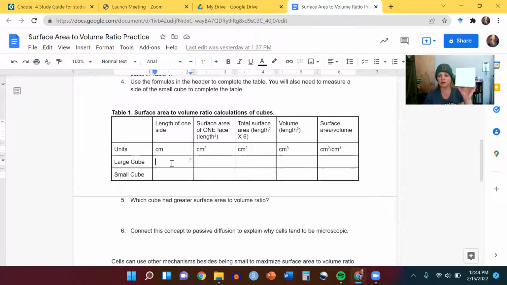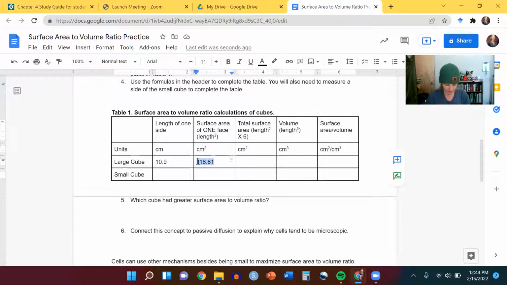So the large cube is 10.9 centimeters along one side. If I get on my math machine and say 10.9 times 10.9, that gives me the surface area of one of these faces. I'm going to record that here so that I don't forget: 118.81. Now, in order to get the total surface area of the entire cube, I need to multiply this number by 6 because I have 6 faces on this cube.